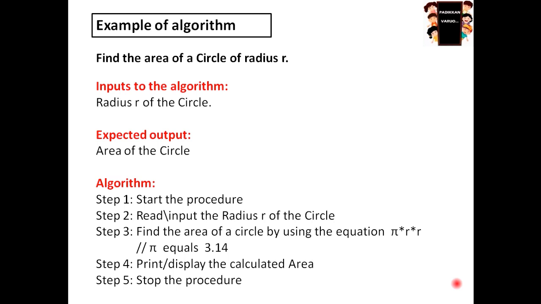We have to display the area that we have calculated, and the fifth step is stopping the procedure, as we have completed the task. So these are the basic steps or stages of an algorithm that is used to find the area of a circle. From these stages, we will definitely get an idea about how we can calculate the area of a circle.